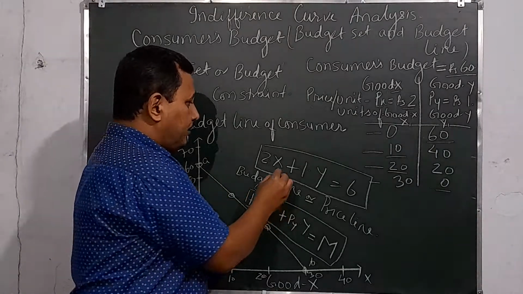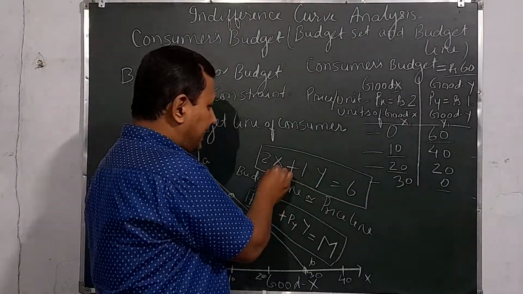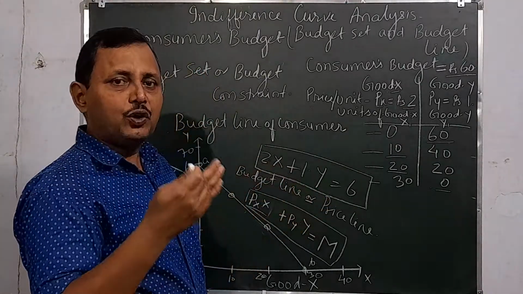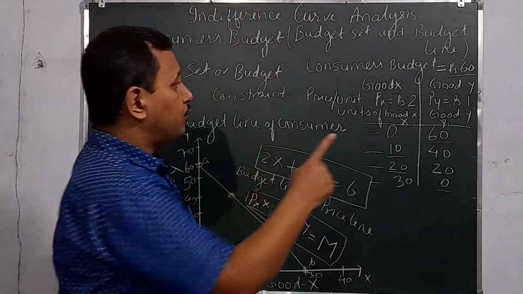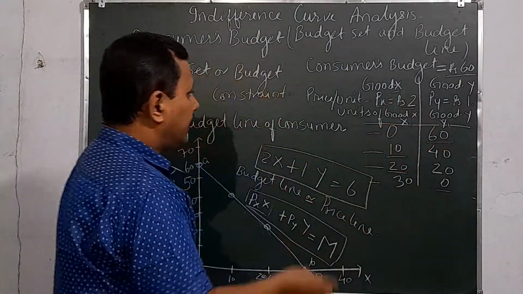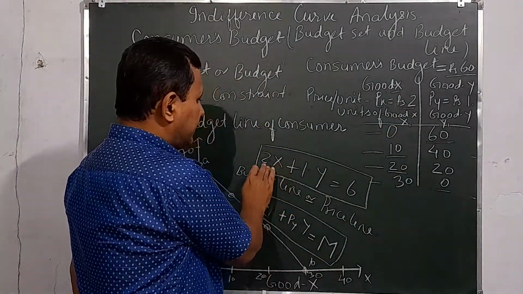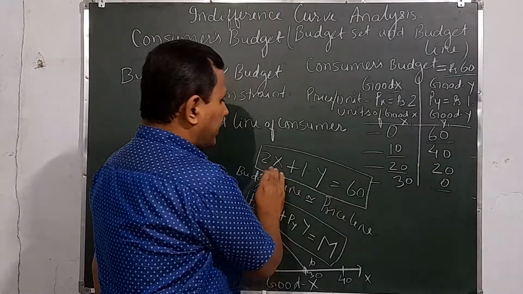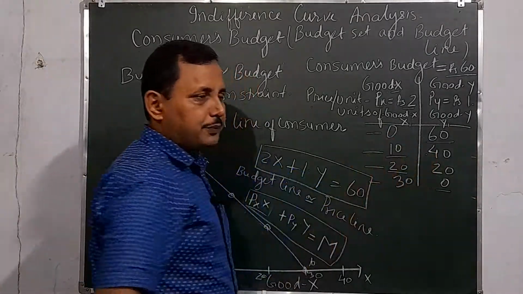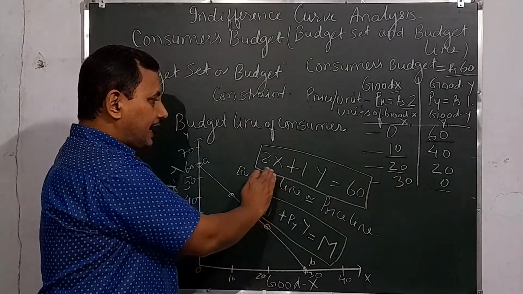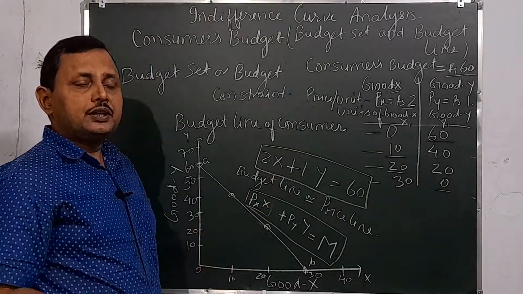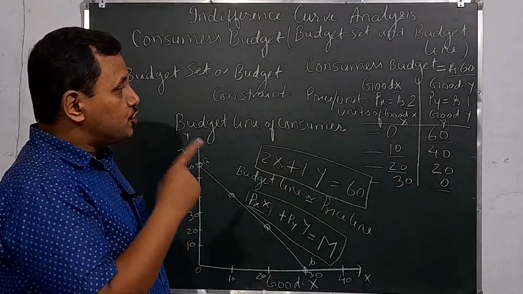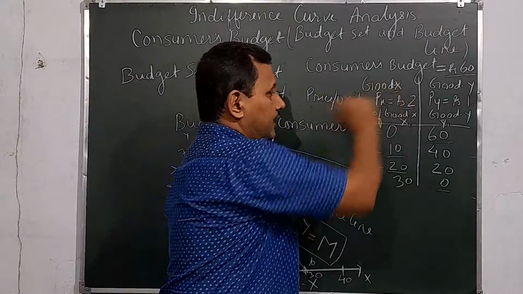So this will be the equation of this budget line. Here we can put different values of x and accordingly find the value of y, which will be the quantity of good y purchased by the consumer. If you put 10, then 10 into 2 equals 20, 20 plus y equals 60, so y equals 40. This equation shows various combinations of good x and good y which the consumer can purchase in his given budget.